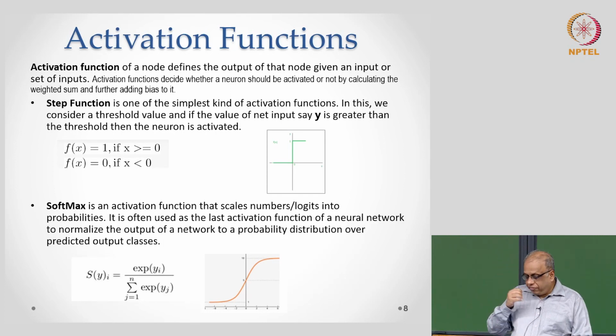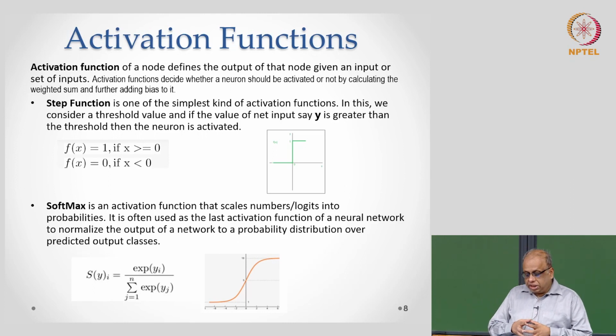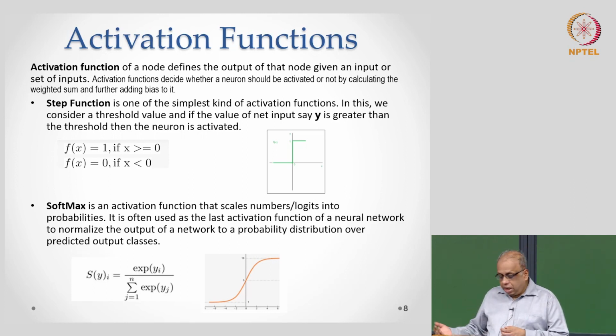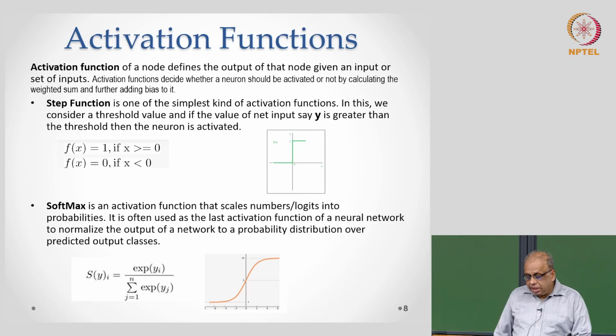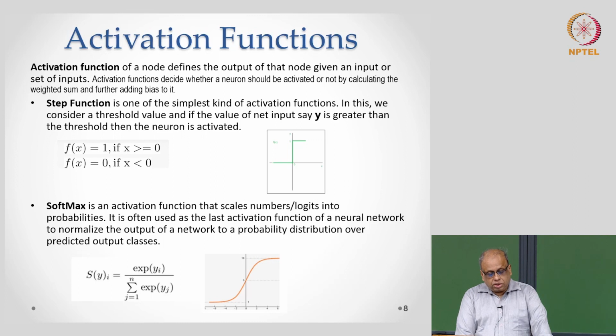Okay, so you have first summed it up, and then the activation function decides whether the neuron should be activated, whether it should be a plus or it should not get activated. And there are various kinds of activation functions you can use. The first is just a step function. It's very easy: the output is 1 if x is greater than or equal to 0, and 0 if x is less than 0. Okay, so that is a very simple activation function.